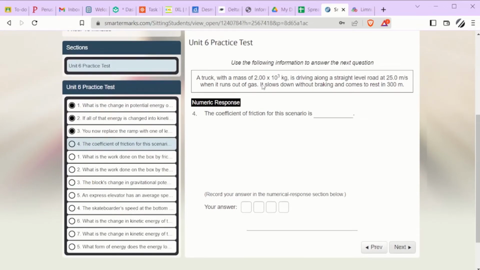Now here, a truck with a mass of 2.00 times 10 to the 3 kilograms is driving along a straight level road at 25 meters per second when it runs out of gas. It slows down without braking and comes to rest in 300 meters. The coefficient of friction in this scenario is? Well, the force of friction is what brings this truck to a stop.